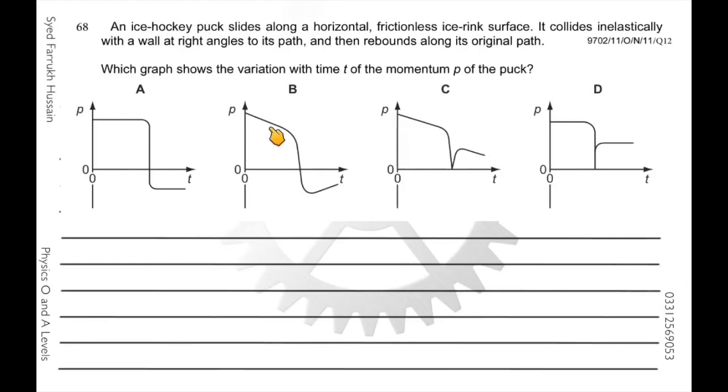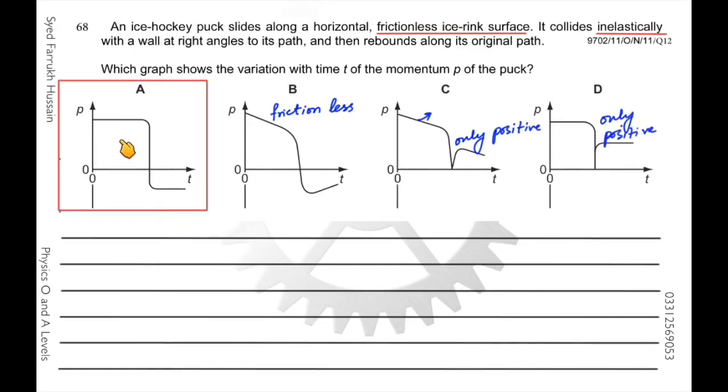Option B is showing change in momentum, and option C is also showing change in momentum, which is actually negating frictionless surface. Option D is showing that momentum has changed but the direction has not changed, which is not possible because after collision the object moves in opposite direction, so the momentum, if it was positive before collision, must be negative after collision. So option D is also incorrect. Option A is correct because it was positive and it was negative after collision.